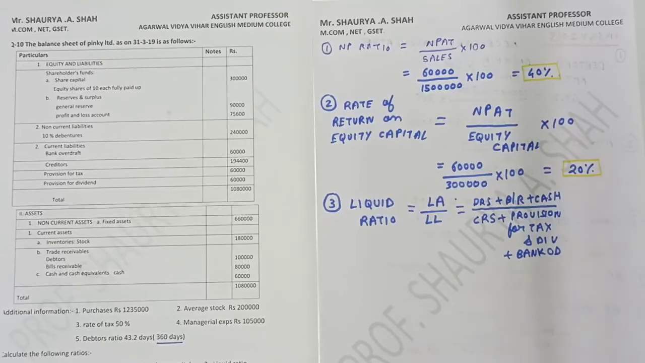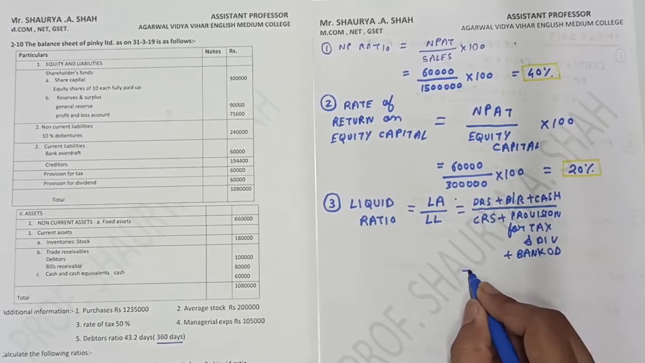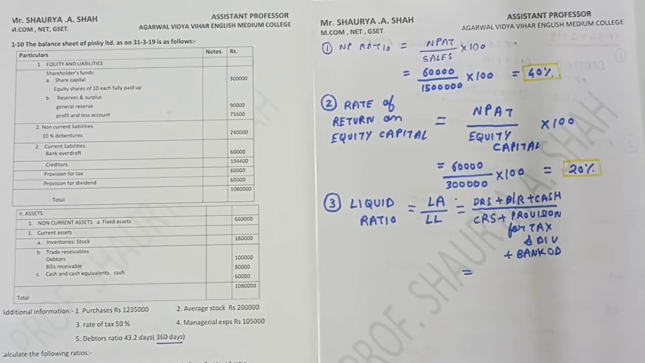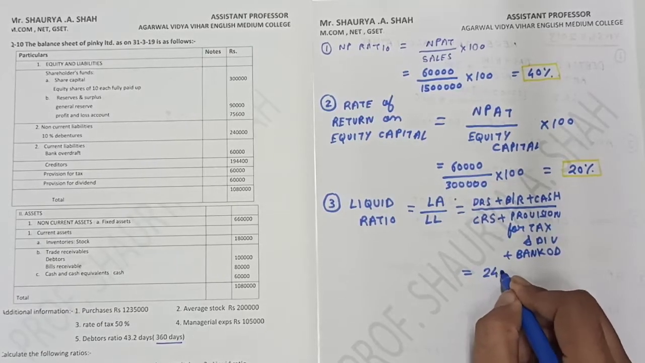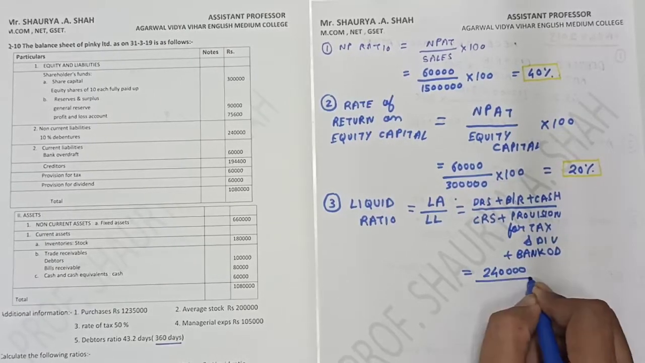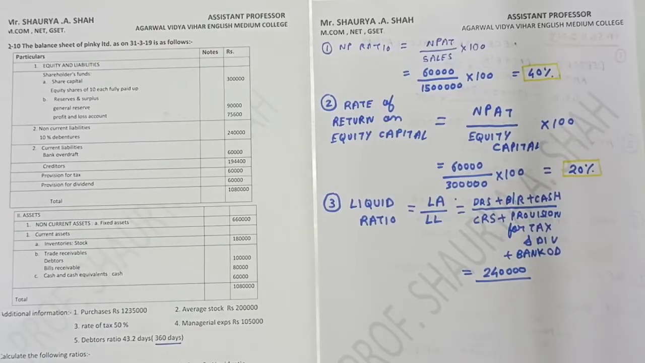Fine. So what do you include in liquid assets? Debtors plus BR plus cash. You can do the total of the amounts. You are getting the debtors amount, that is 1 lakh, bills receivable 80,000 plus cash 60,000. So I suppose everyone must be getting the amount of 2,40,000 of liquid assets, divided by liquid liabilities.